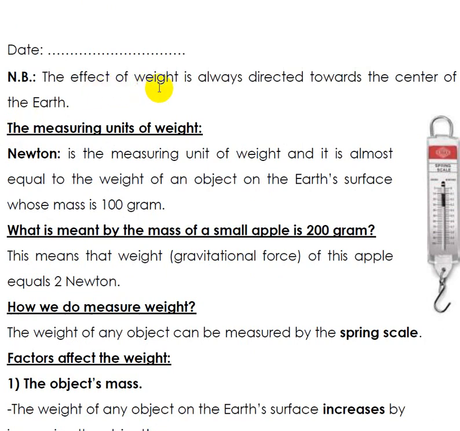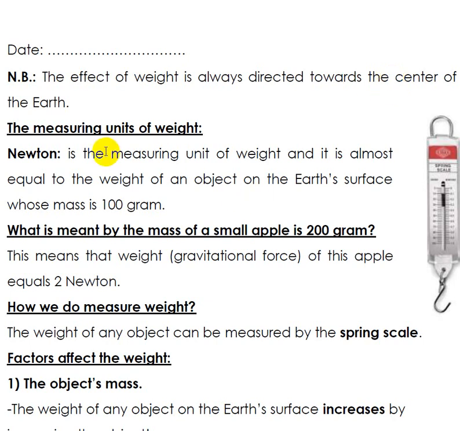So the effective weight is always directed towards the earth. Why? Because everything we throw is attracted to the earth. This means the gravitational force, the gravity. Gravitational comes from gravity. Gravitational force attracts anything, whatever it is, towards the center of earth.